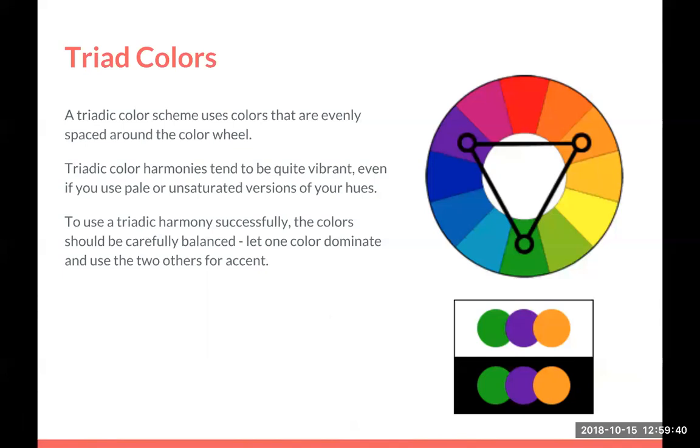All right, so next up we have our triadic colors. Those triadic color schemes use colors that are evenly spaced around the wheel. So you can see there are 3 colors in between each one that is selected. Triadic color harmonies tend to be quite vibrant, even if you use a pale or unsaturated version of your hue. To use a triadic harmony successfully, your colors should be carefully balanced. You might want to let one color be the dominant color and then use the other 2 colors as just accent colors.